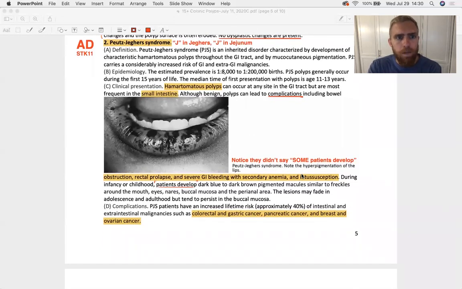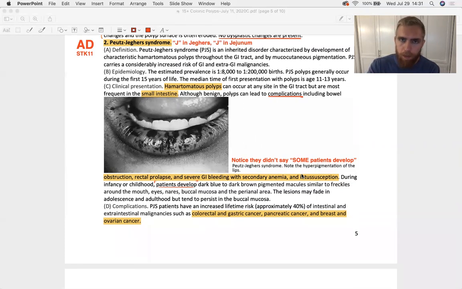Peutz-Jeghers Syndrome. Peutz-Jeghers Syndrome is going to give you some polyps in the small intestine. And again, they're going to be hamartomatous polyps that are benign. They're not going to transition into a cancer. They'll present with complications of obstruction. You might see one fall out the butt.